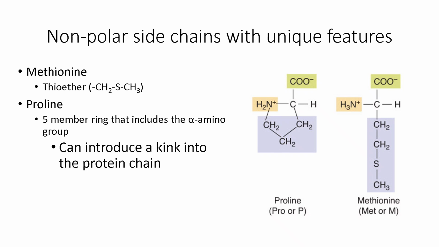Some nonpolar side chains have special characteristics. Methionine has a thioether group and is the first amino acid in most proteins during synthesis. Proline has a 5-membered ring that includes its alpha amino group. This structure introduces a kink or bend into the protein chain, influencing the shape of loops and turns.